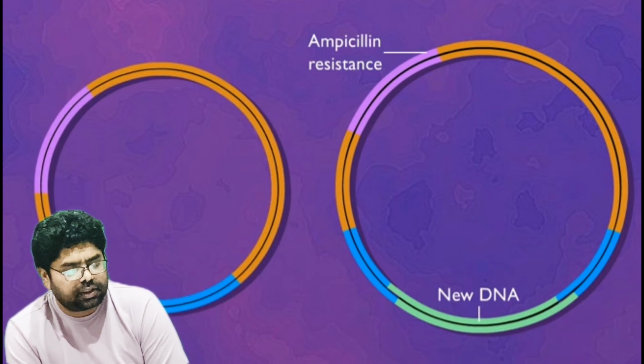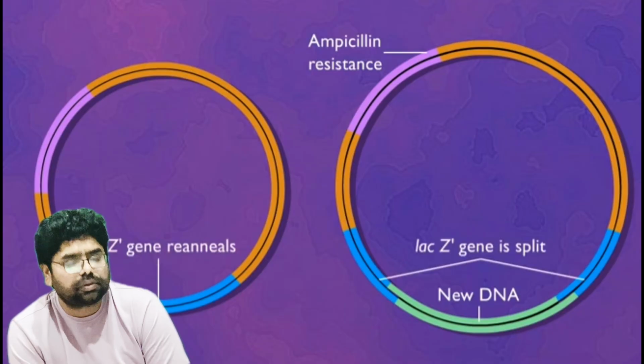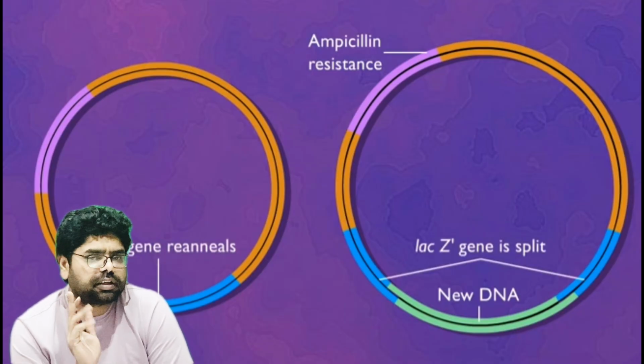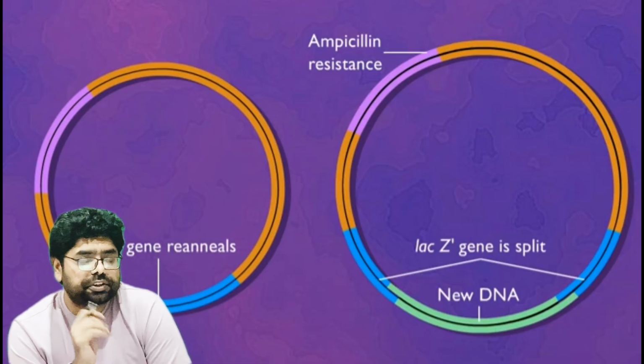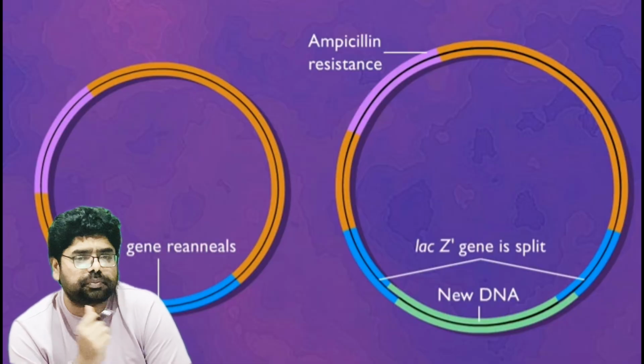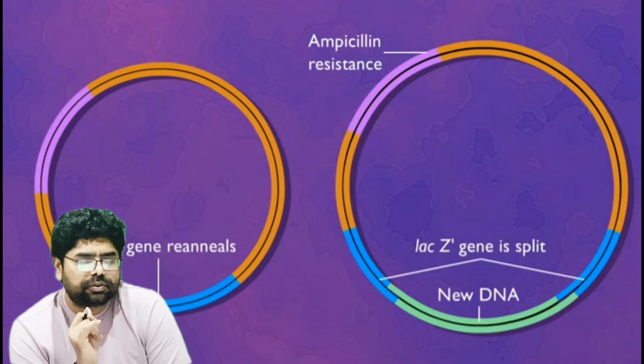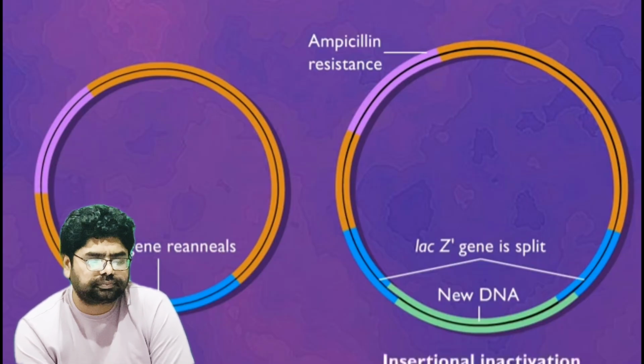So without a cloning vector, molecular gene cloning is totally impossible. You will not be able to clone any gene and you will not be able to study its functions, how it is expressed, what are the elements inside it. You will not be able to do anything. So that's why vectors are very, very important.